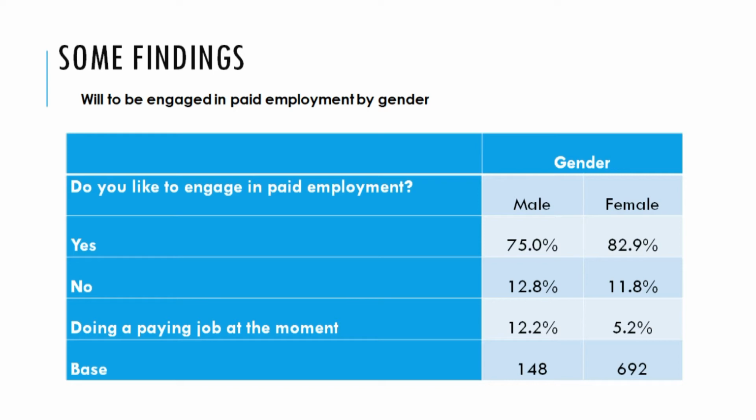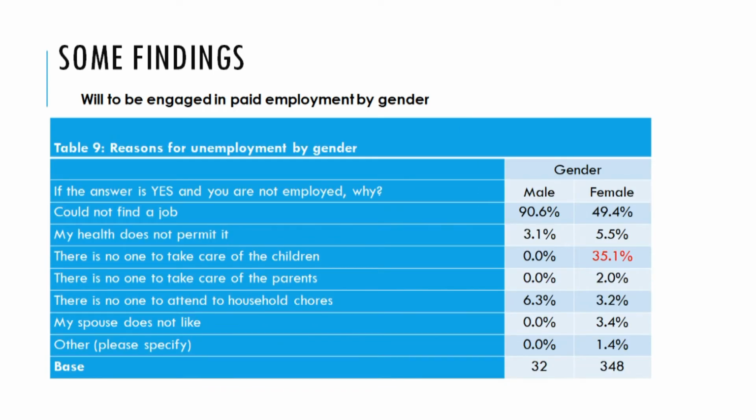In fact, actually, more women than men, right? And then we ask them the reason for unemployment. If you are willing to engage in paid work and you are not employed, why are you not employed? So now what you see here is that 90% of men say that they couldn't find a job, those who are willing to engage in employment and are not employed at the moment. And 49% of women say the same thing, that they couldn't find a job.